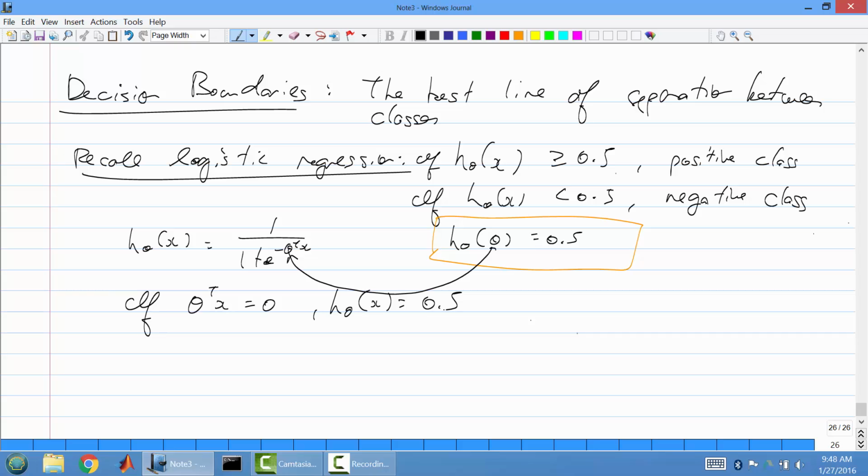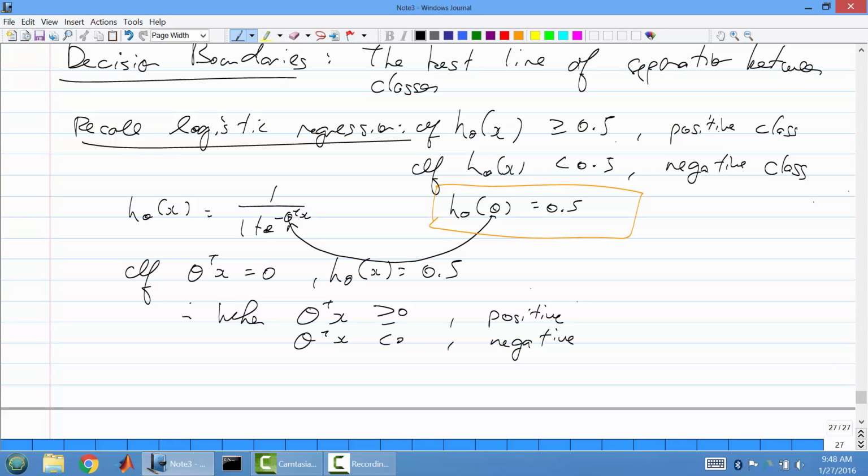Okay? And then finally, we can make another statement. So therefore, when the input into the sigmoid is greater than or equal to 0, then you predict positive, right? And when it's less than 0, you predict negative. Right, because when the input to the sigmoid is 0, that's when it's 0.5, and this is where the boundary is.